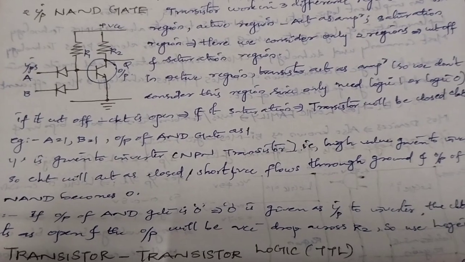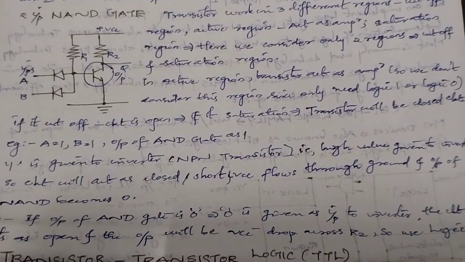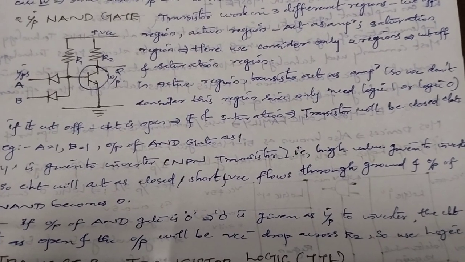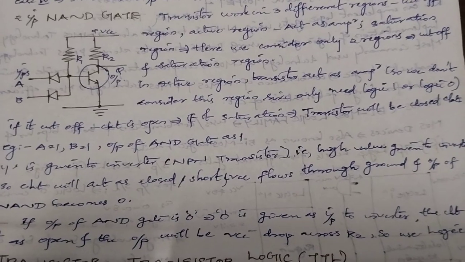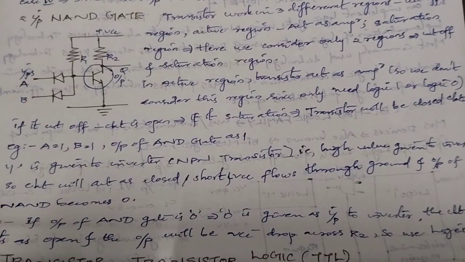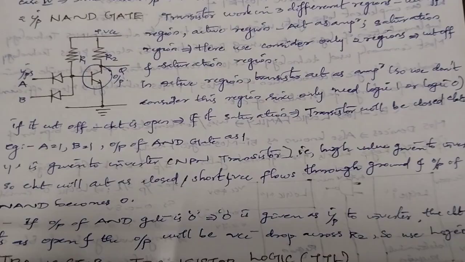A two input NAND gate transistor works in different regions: cutoff region, active region, and saturation region. In the active region, the transistor acts as an amplifier. Here we consider only two regions, cutoff and saturation.